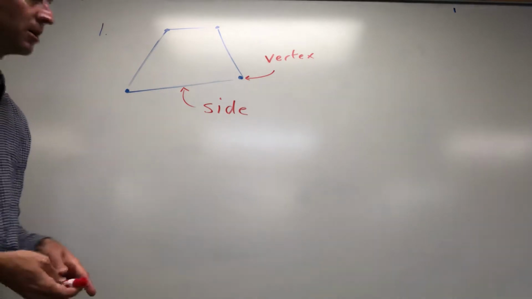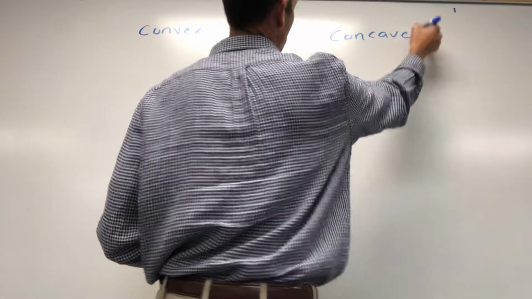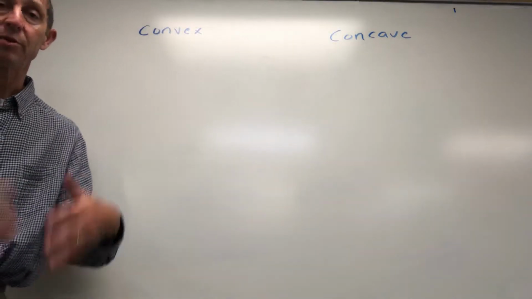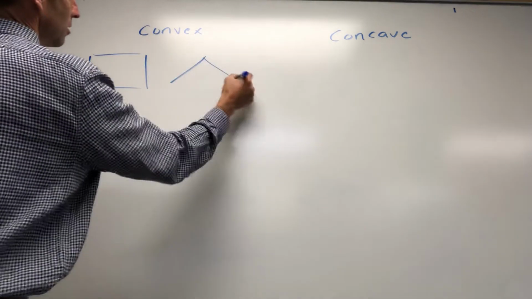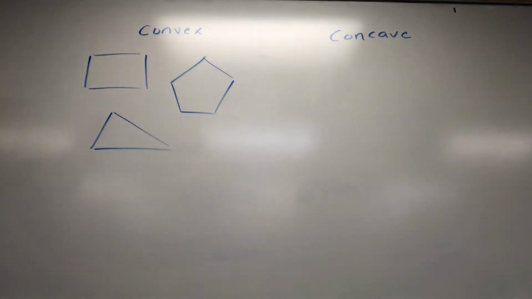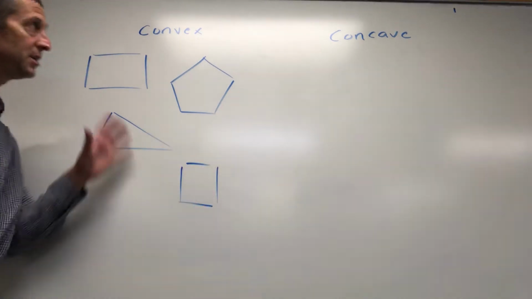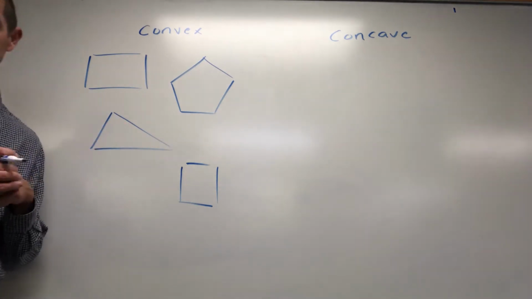So you've got your sides as part of your polygons, you've got your vertex points. Different types of polygons. On your assignment, they break them up into two types, the convex and the concave. Let's do convex here, concave over there. Convex is great. In the polygon world, everything you're used to seeing, like a rectangle or a pentagon or a triangle, all the regular stuff, squares, these are all convex polygons. So everything that's normal is convex.